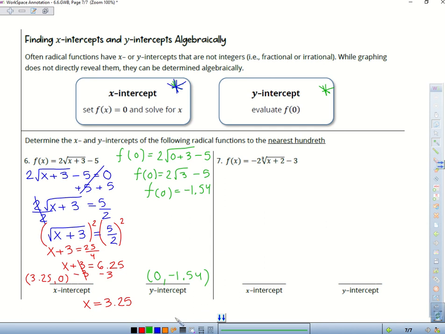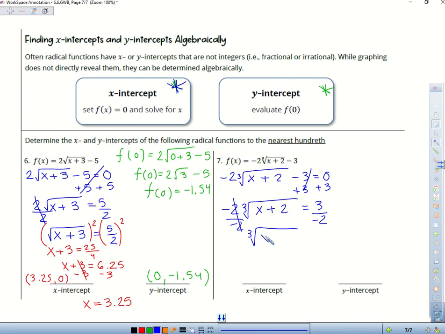So if we move on to the next one, now we're doing cube root. So there's some important lessons to learn about cube root. If you set this equal to 0, we're going to add 3 to both sides. We divide by the negative 2. We get the cube root of x plus 2 is equal to negative 1.5.